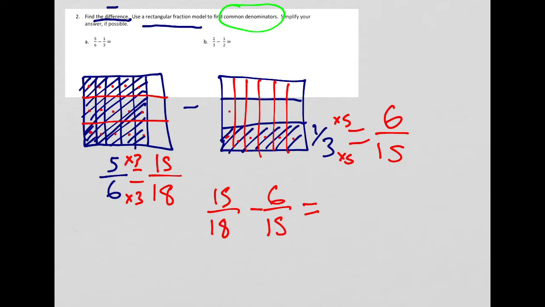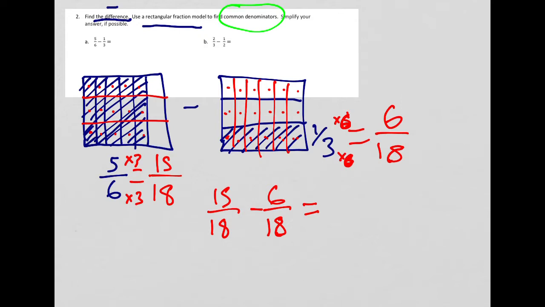Wait a minute. 1, 2, 3, 4, 5, 6. This isn't 15, this is 18. 6, 7, 8, 9, 10, 11, 12, 13, 14, 15, 16, 17, 18. That would have been a problem. Now I have the same denominator in both. So times by 6. I'm making some silly math mistakes here.